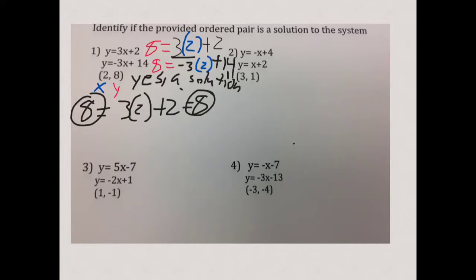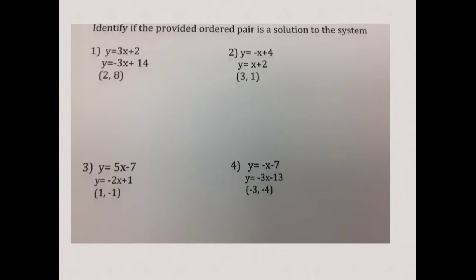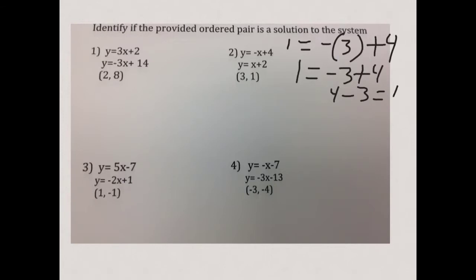What happens if they're false? Let's say I have number 2. Let me clean this up a little bit. Number 2 is y equals negative x plus 4. So let's have y equals 1. A negative x, which is negative times 3, plus 4. When I solve this, I have 1 equal to negative 3 plus 4, which is the same as 4 minus 3, which is 1. So I circle both. That must mean it's true.